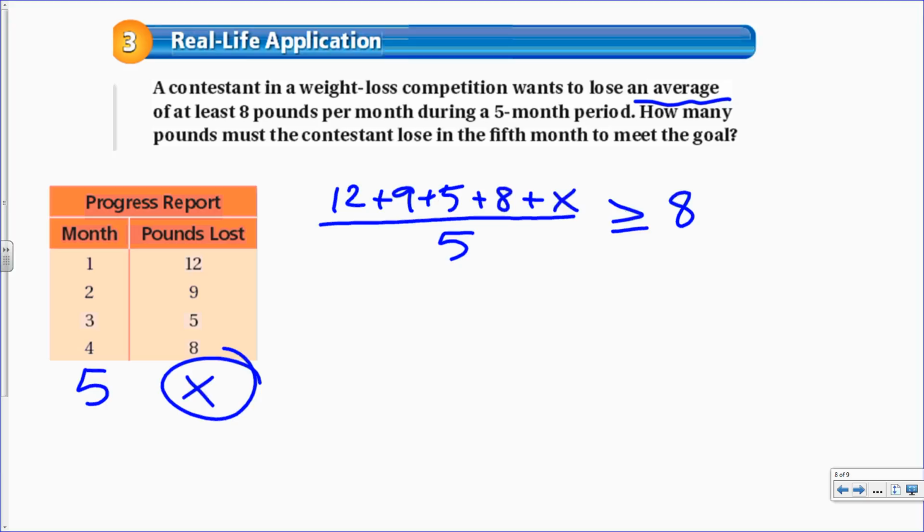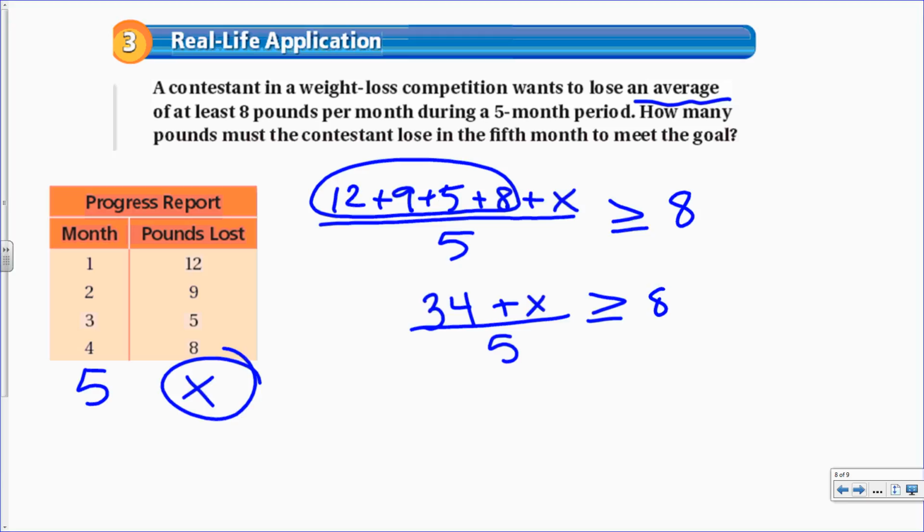So that's kind of a lot of numbers. So let's simplify these numbers right here. Let's see, 12 plus 8 is 20, so 20 plus 9 is 29, plus 5 more is 34. So we have 34 plus x divided by 5 greater than or equal to 8. So here's another problem where our x is grouped. So we want to get this alone.